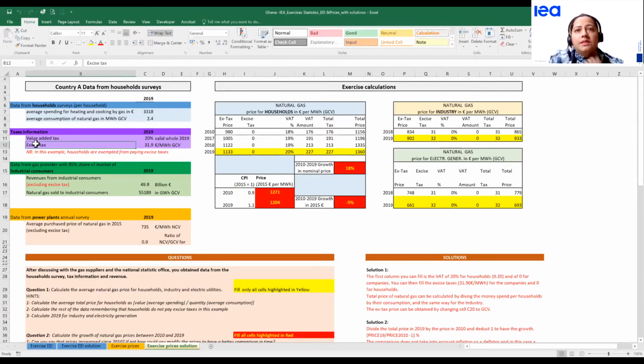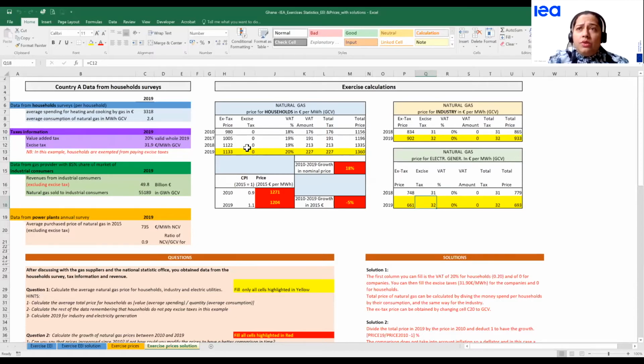Then excise tax. It says that excise tax is at 31.9 euro per megawatt hour gross calorific value. Here we know that households do not pay excise tax, so you will put 0. And industries and electricity plants do pay excise tax, so you can put that information in the cells Q11 and Q18. So for excise tax, we are done.